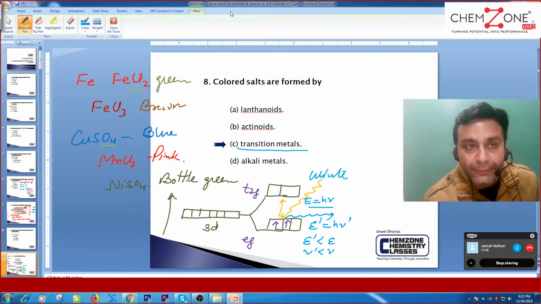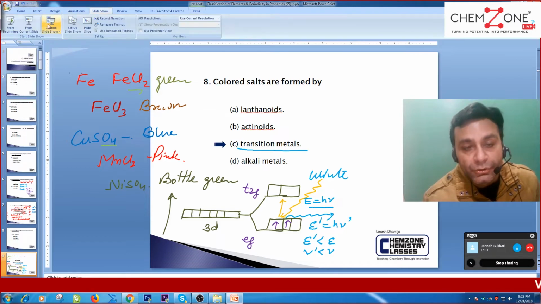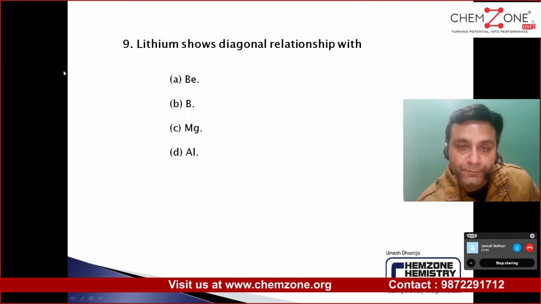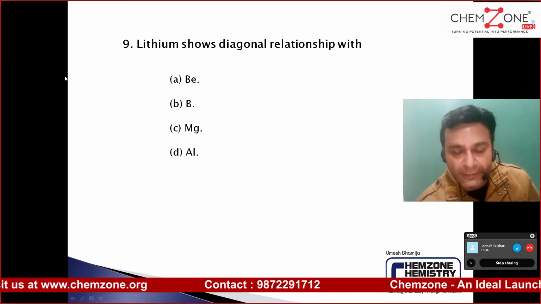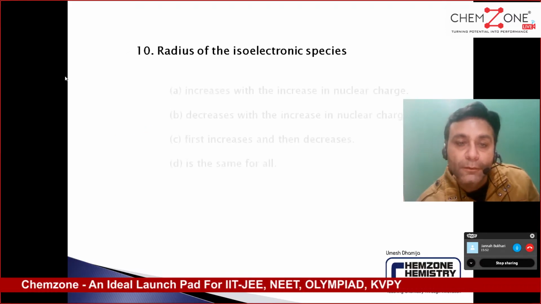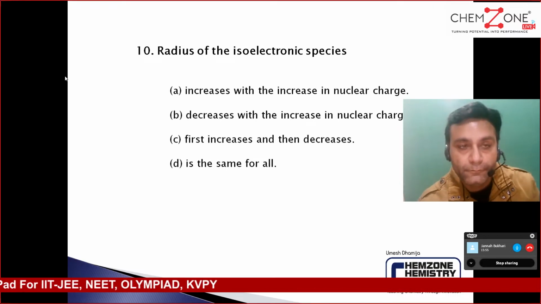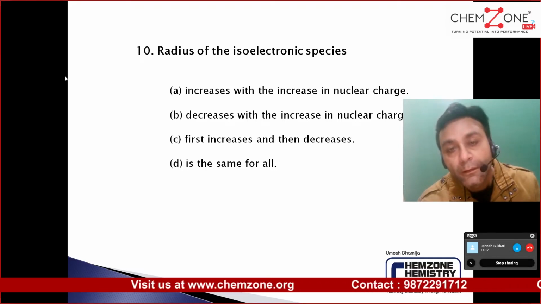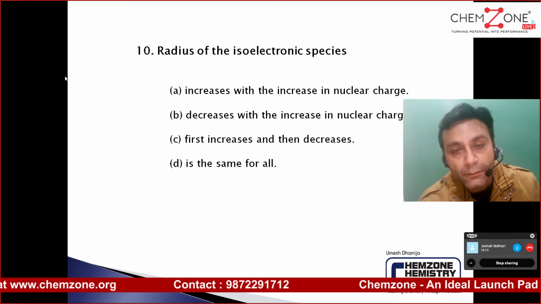Getting this? Should I proceed ahead? Mg 2s2, very good. It's lithium with magnesium, right? They're diagonally placed in the periodic table. They are diagonally placed, so they show similarity in their physical as well as chemical properties. Oh, that's interesting.